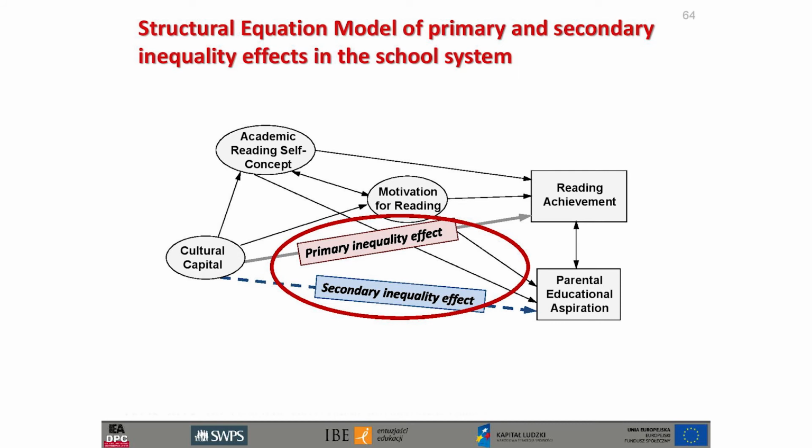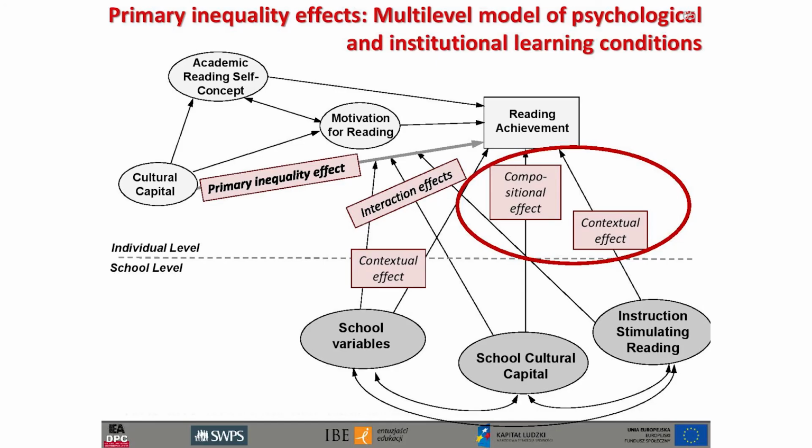And you see here, I use parental educational aspirations as an indicator for track choices, which is an abbreviation of a question asked of the parents about what kind of education they expect for their children. So it's not the aspiration as defined by Bourdieu and Boudon; it's just an abbreviation for what parents expect for their children. It's a very simplified concept. And in the second model, I added a couple of variables on the school level: school cultural capital, which is the student composition, and instruction stimulating for reading. My research results so far are on these contextual and compositional effects.